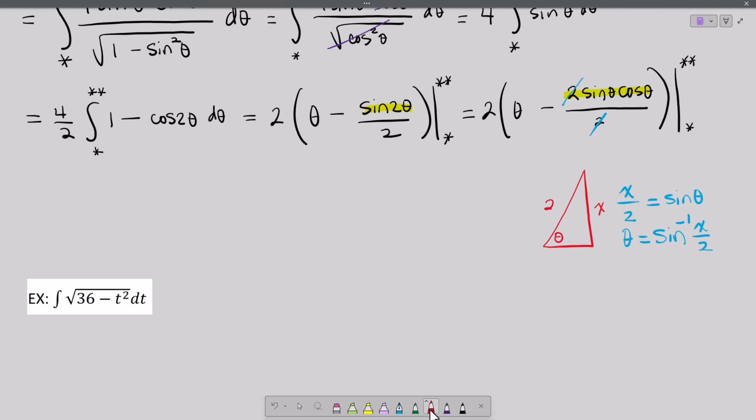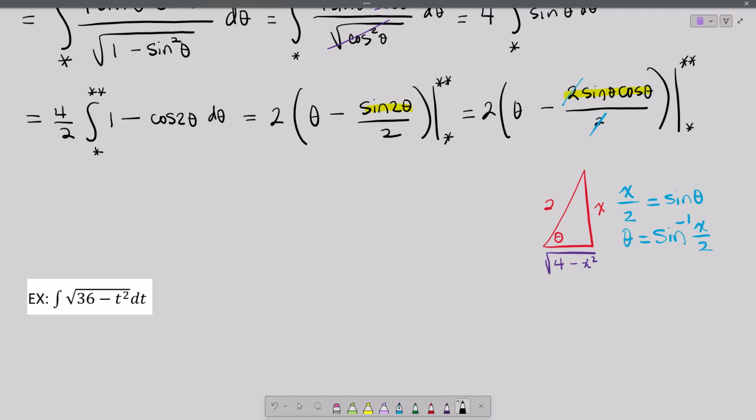If it was tangent, it's opposite over adjacent. If it's secant, it's hypotenuse over adjacent. That is going to give us 2 sides of the triangle, and then we get the third side with algebra. This will be the square root of 4 minus x squared. Algebra, Pythagorean theorem. And now we're good to go.